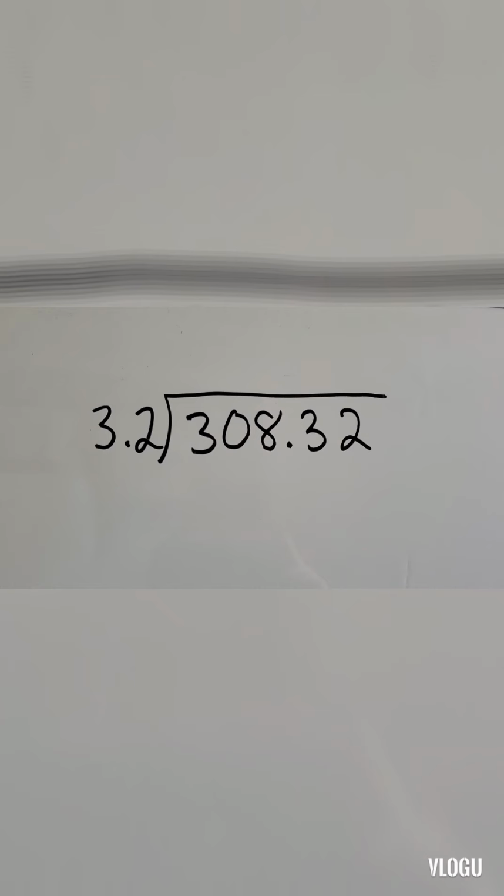Bring 10 of those over, so now it's 10 minus 8. 10 minus 8 is 2. 2 minus 2 is 0. 308 minus 288 is 20. Now I need to see, is this 20 smaller than my divisor? It is, so I know my 9 is good.